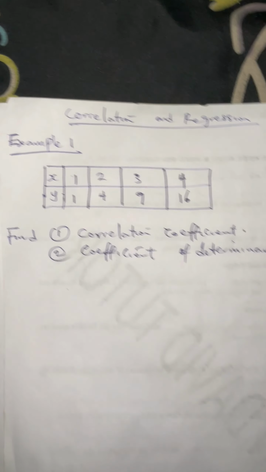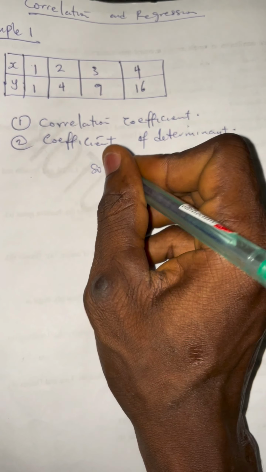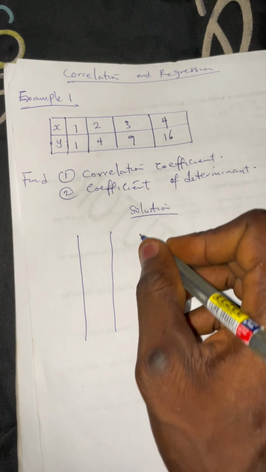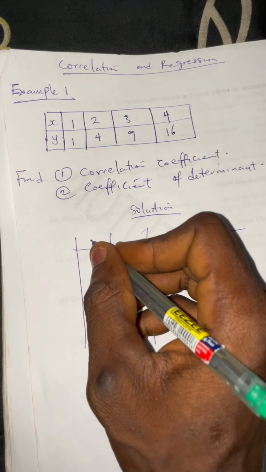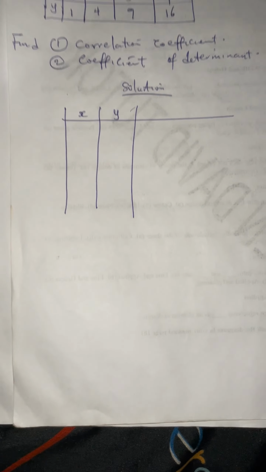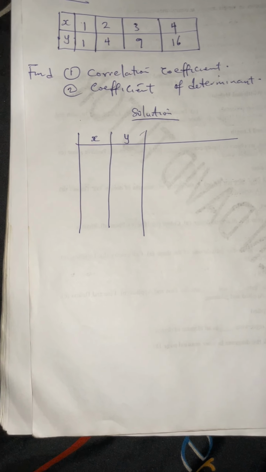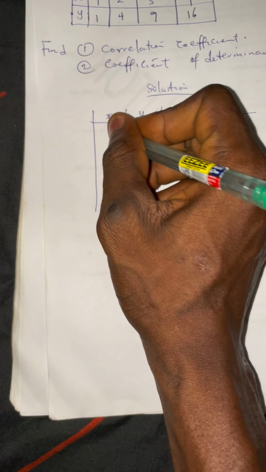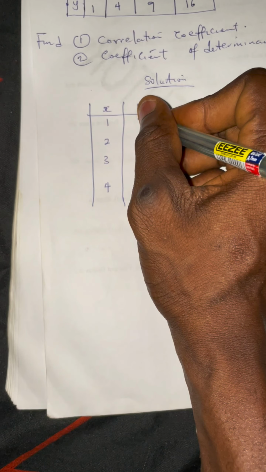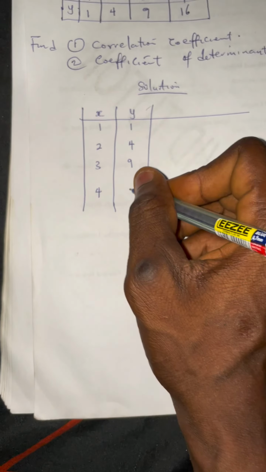Talking about this first question, we are given the lowercase. So the solution will now be, for those that want to use the AND method to solve, we have the small letter x and the small letter y. Let us list the values. For the x, you have 1, 2, 3, and 4. And for the y, you have 1, 4, 9, and 16.